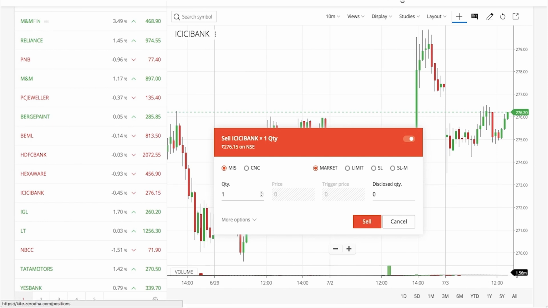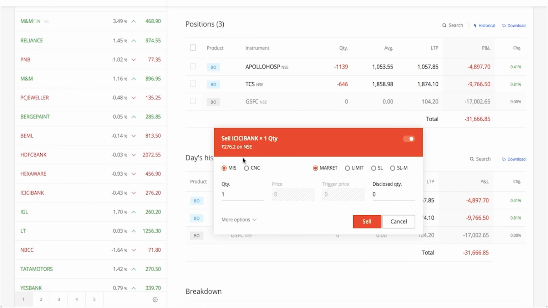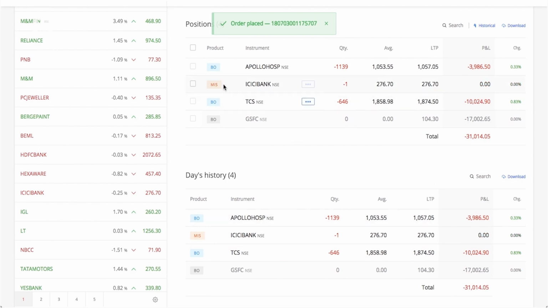But I don't have a position in ICICI Bank currently. So when I actually sell, I'll be able to sell intraday. You cannot do this for delivery-based trades, which is also called CNC, cash and carry. So let's do this in MIS where it's allowed. MIS is margin intraday square off. I'll put a market order, so whatever price is available, I'll get that. I'll probably get filled around 276.2. There it goes, it's sold in MIS. I have ICICI Bank sold at 276.7.